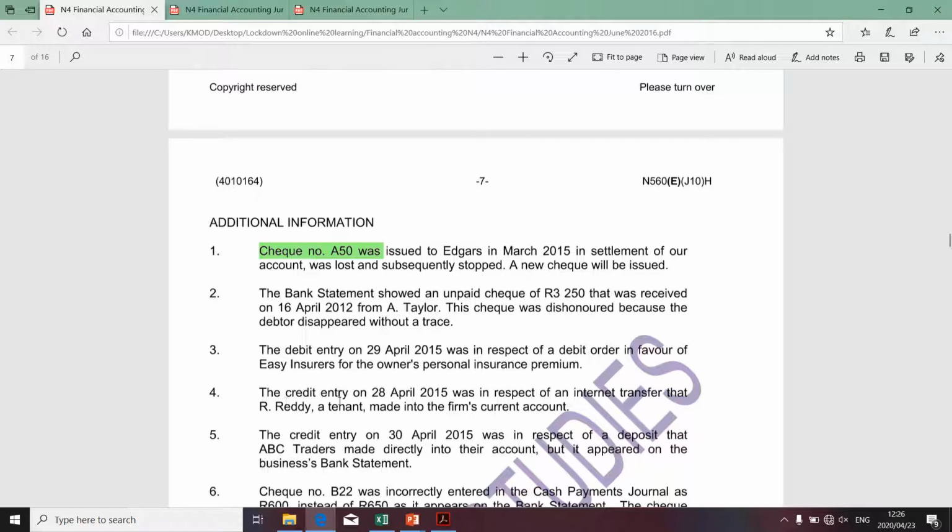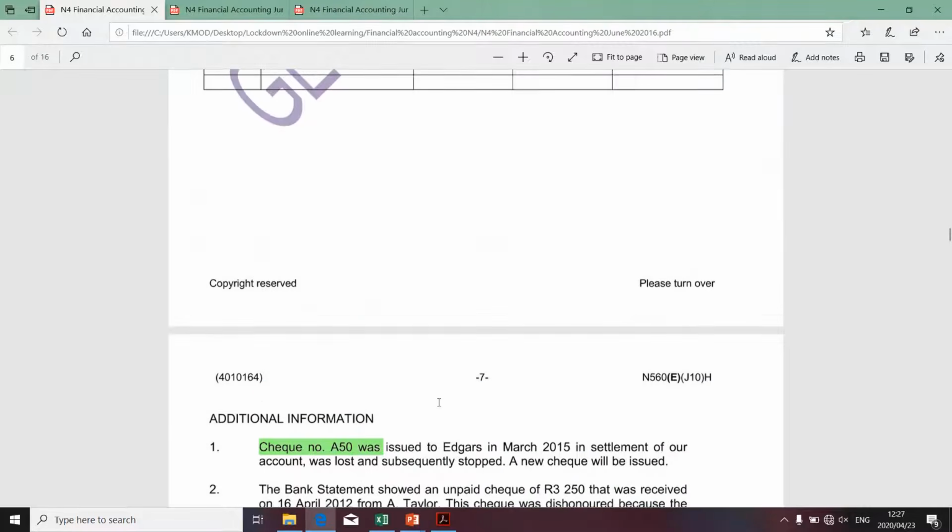The credit entry on the 28th of April was in respect of an internet transfer that a tenant made into the bank account. I just quickly want to highlight that in green. We're going to take it into account in completion of the CRJ because it's the credit on the 28th. It relates to Ready. Ready is the tenant.